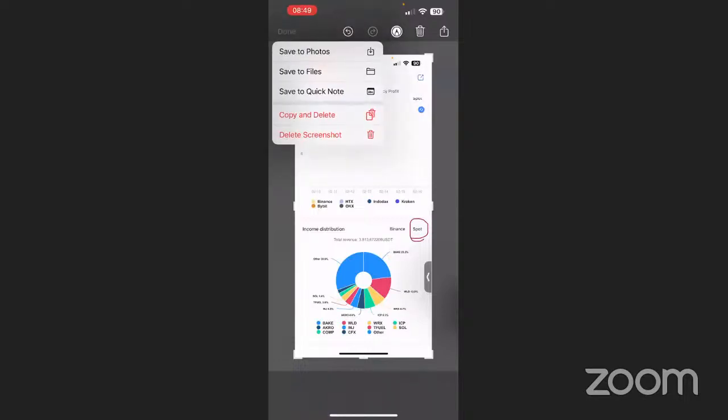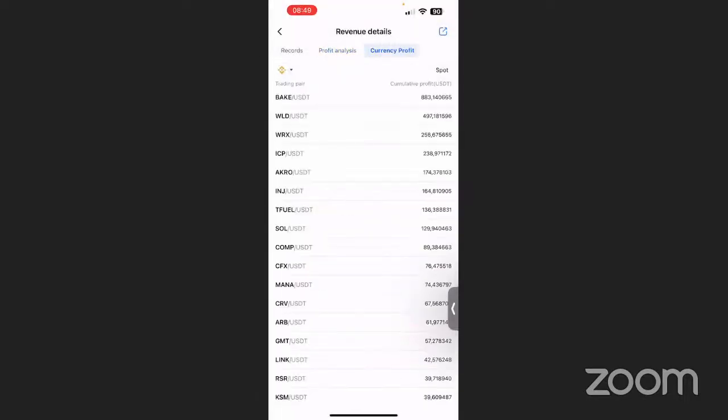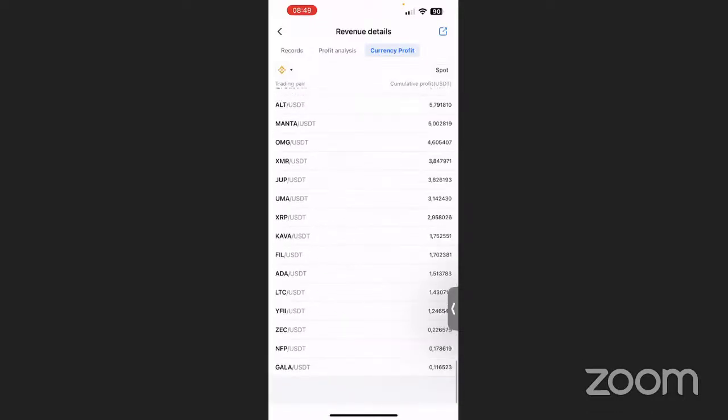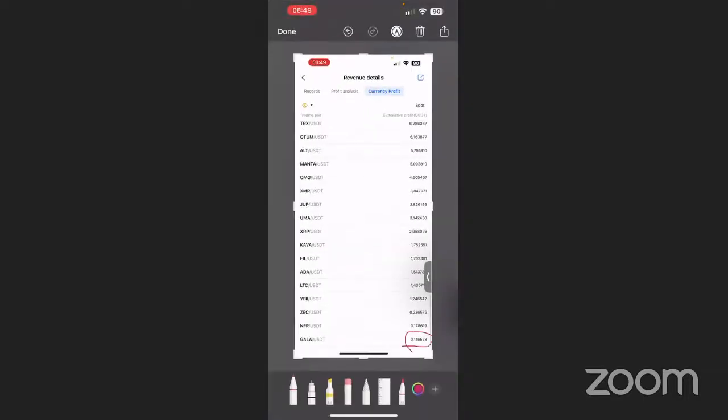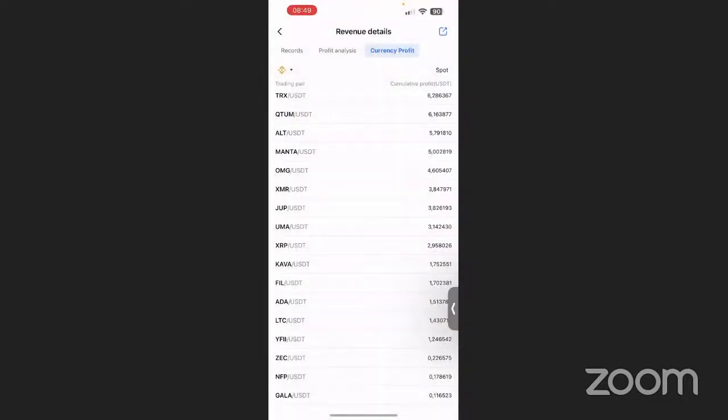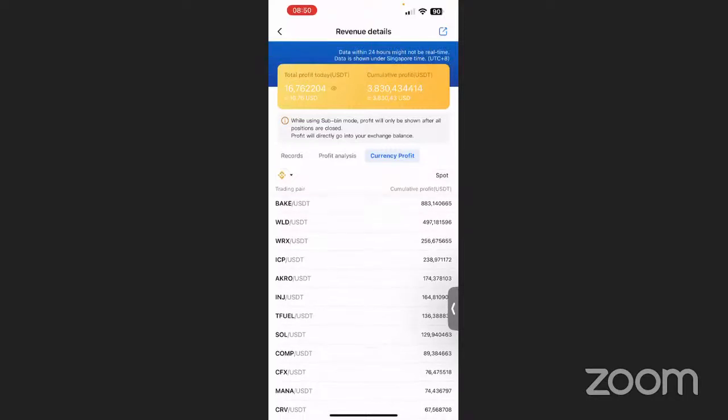All right. Let's move out of the profit analysis and go to the currency profit. So the currency profit, you can actually also change the exchange at the same time. If it's futures, you can tap on futures. Now the currency profit actually shows you the cumulative profit you have made in each coin. Even if it's 1 cent you make in a particular coin, it's actually displayed. Nothing is hidden. Okay, all right, so let us move out of revenue details.